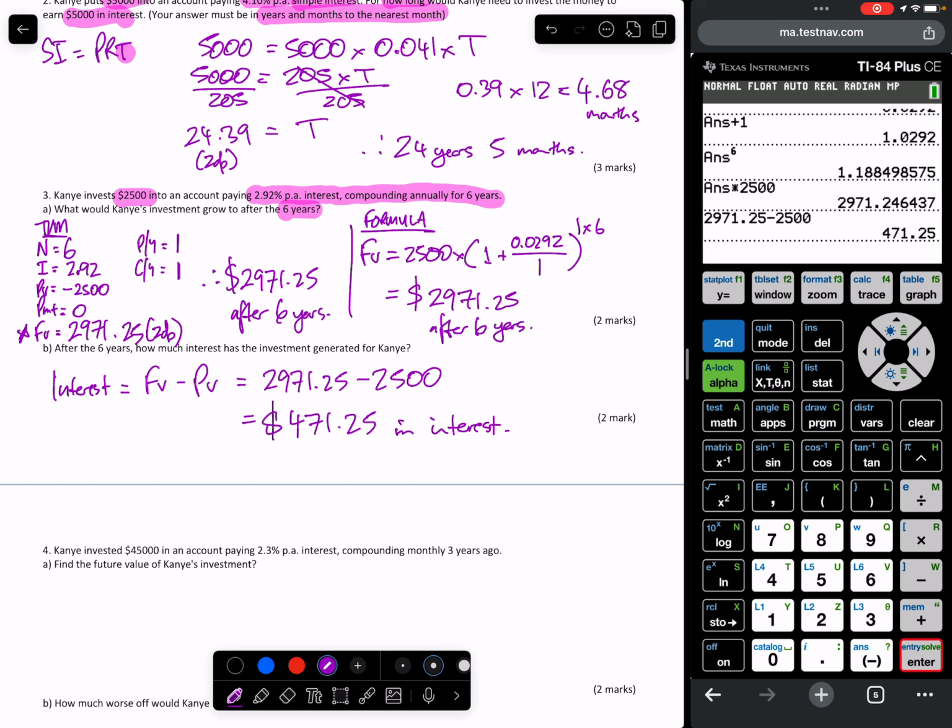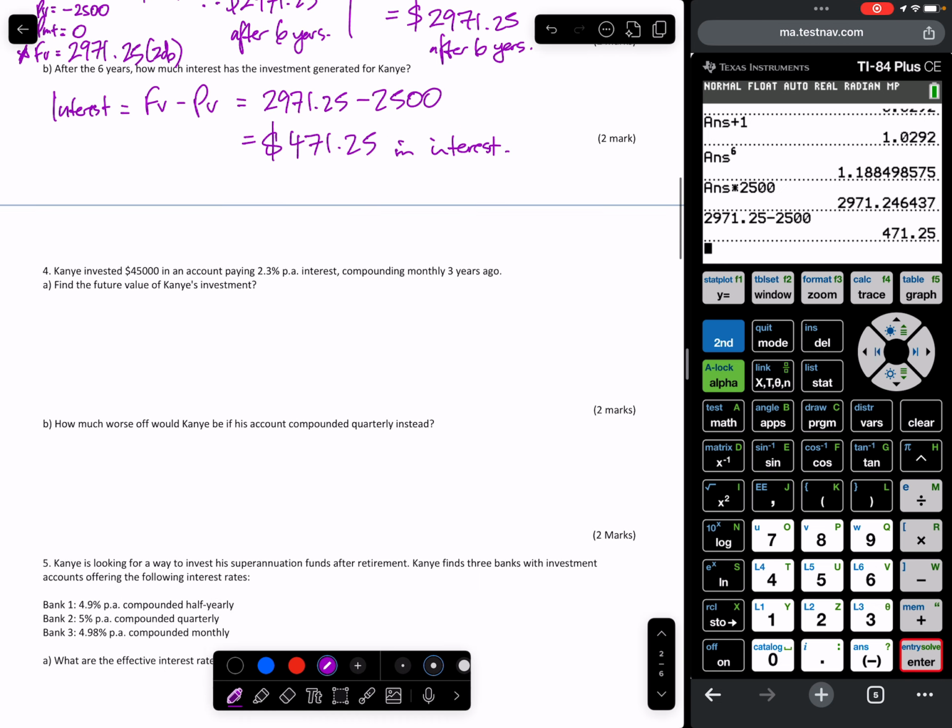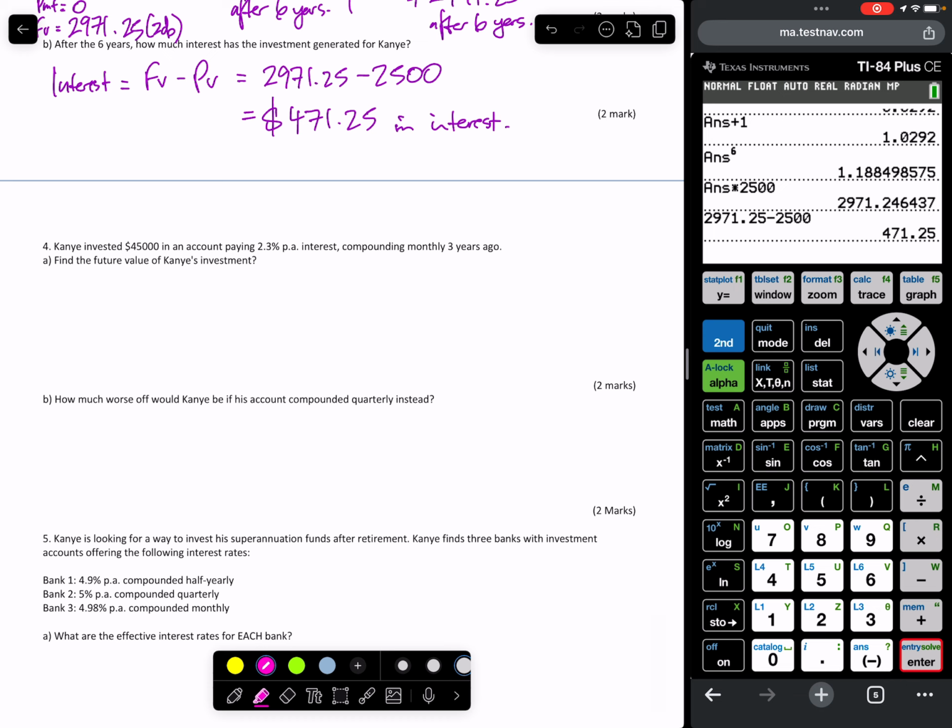Page 1 is done. We're on page 2 now. Kanye invested $45,000 in an account paying 2.38% per annum interest, compounding monthly, 3 years ago. Find the future value of Kanye's investment. Again, I'm going to do it both ways.